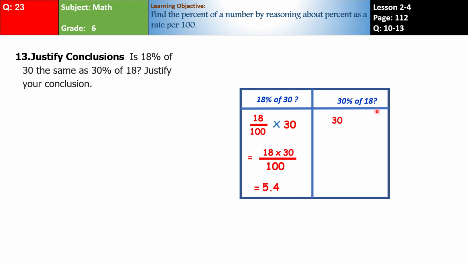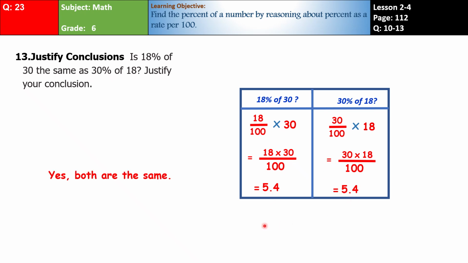Now 30% of 18 means 30 over 100 multiplied by 18. That is 30 times 18 over 100. That is also 5.4. Why? Because 18 times 30 and 30 times 18 are both the same. 5.4 and 5.4. So yes, the same. Both of them are the same.